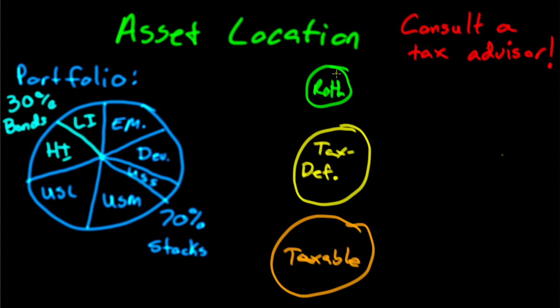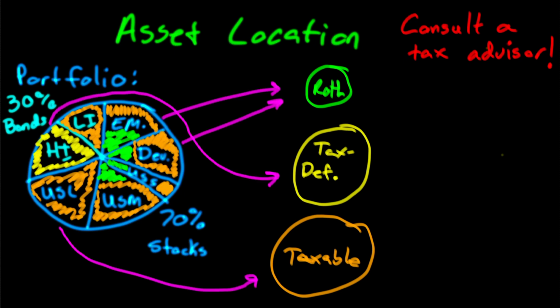So we have our three accounts: Roth, tax deferred, and taxable. And what I'm going to do is color code these and draw some arrows. So what I'm saying here is that U.S. large cap stocks typically pay qualified dividends. That's the most efficient taxation of investments that we have in our video. And so the U.S. large cap stocks are orange. They can go into the taxable account.